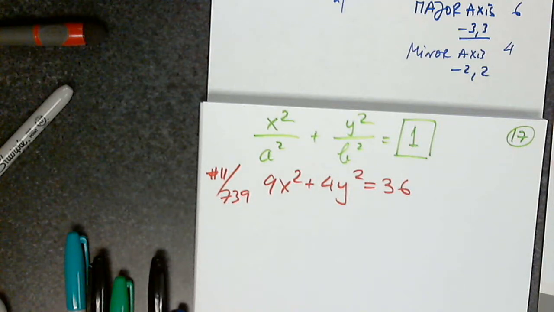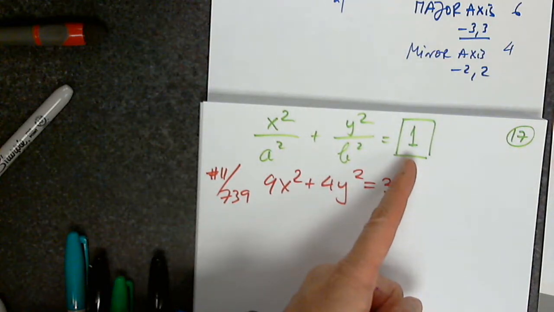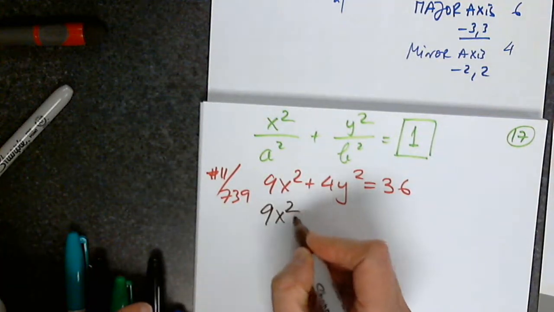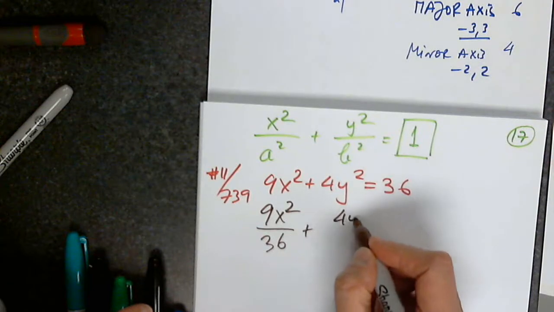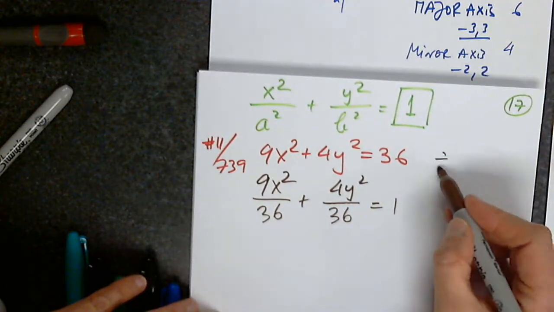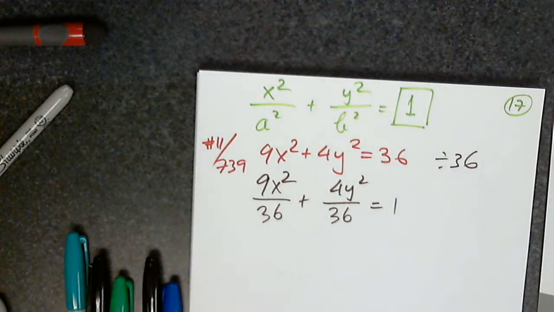So with the circle, if you remember, we had to complete the square to identify the center and the radius. Here, this is my starting point, which means I have to do what? Excellent. So then I have 9x squared over 36 plus 4y squared over 36 equals 1. That must be the first step. Yes, it's a must.